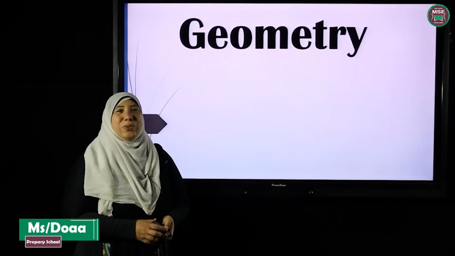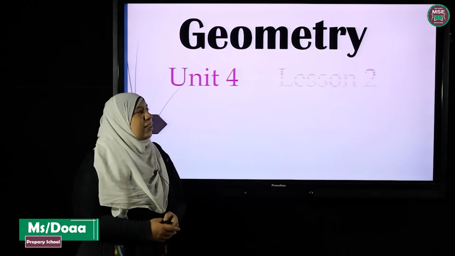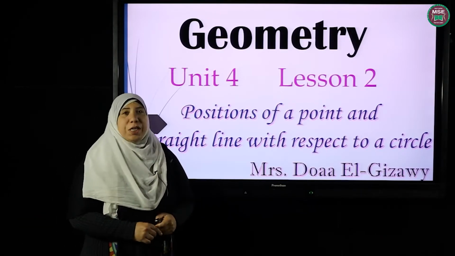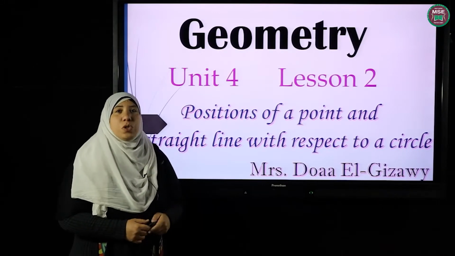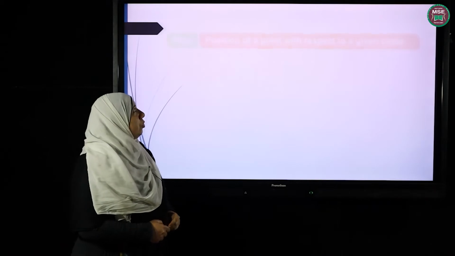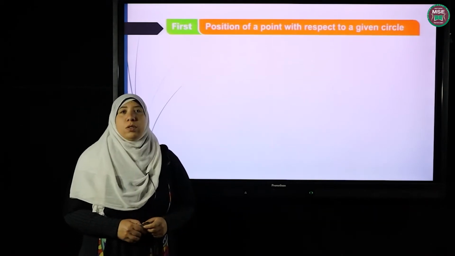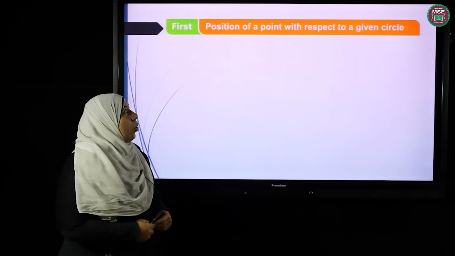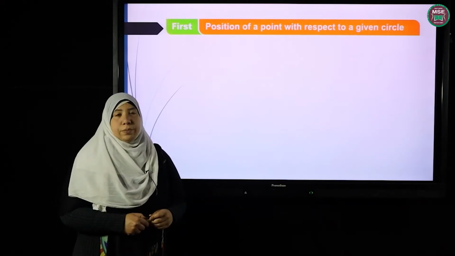Dear third prep, today we will introduce the second lesson in Unit 4, which is position of a point and a straight line with respect to a circle. It's Ms. Da'ai Giza with you today to introduce this lesson. Number 1, the position of a point with respect to a given circle.